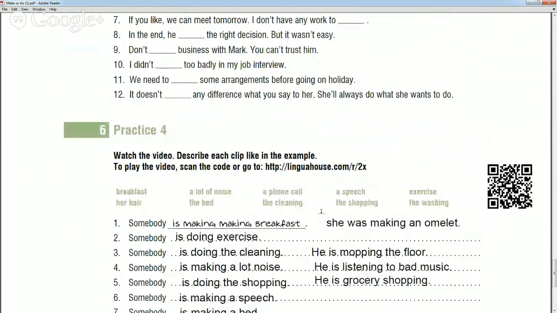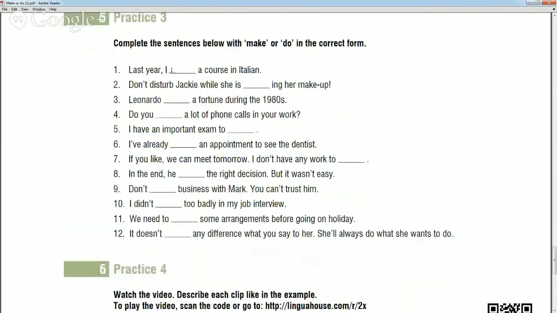So let's see if we can do some of these sentences. So Perla, can you do number 1? Somebody is making breakfast.